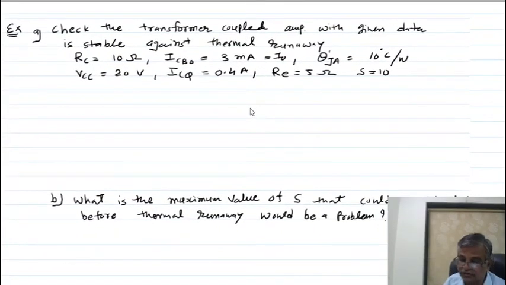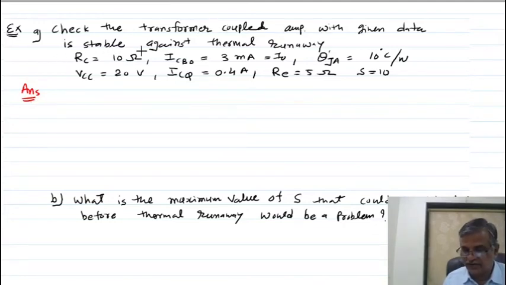This is the numerical of a transformer coupled amplifier. You have to check whether your transformer coupled amplifier is stable against thermal runaway or not. See the data now. Check whether the transformer coupled amplifier with the given data is stable against thermal runaway or not. The value of RC means the DC resistance of the primary of the transformer, leakage current I0, junction to ambient thermal resistance they have given, VCC 20 volt, ICQ 0.4 ampere.